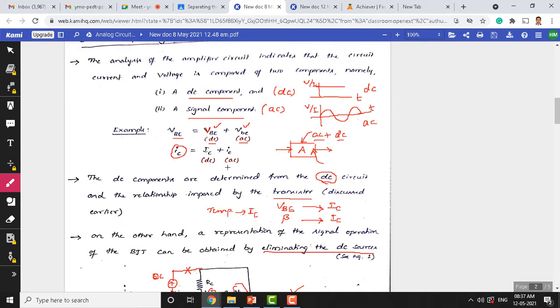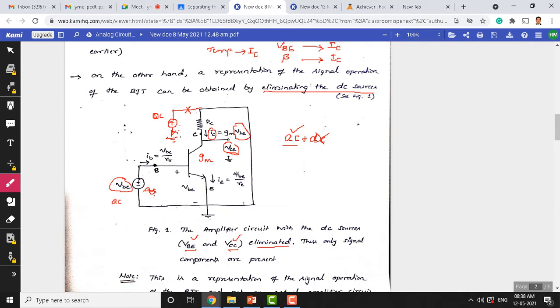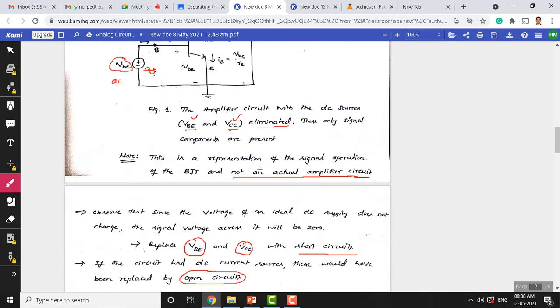Like this we can keep writing all voltages and currents of an amplifier circuit in terms of the DC component and the signal component. And we have shown even the AC amplifier circuit, which has only the AC components, and the related currents and voltages we expressed in different forms here.